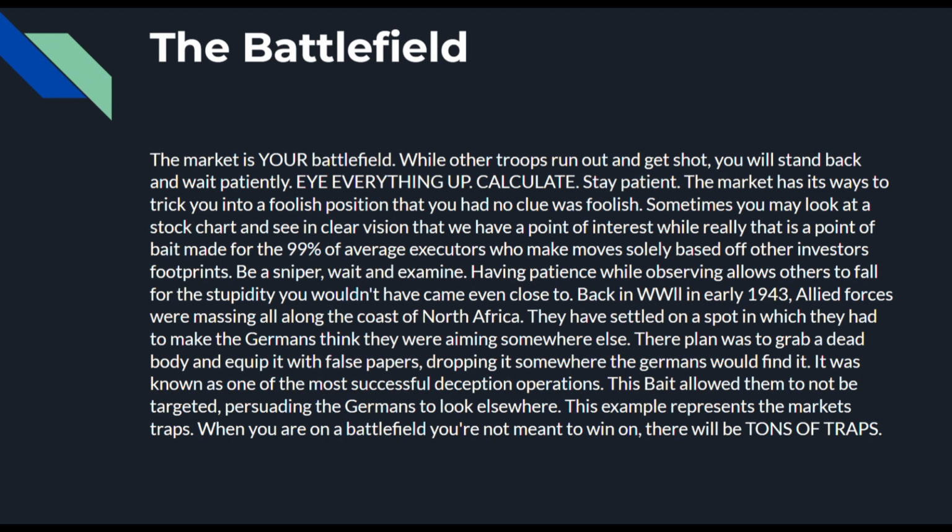Back in World War II and early 1943, Allied forces were massing all along the coast of North Africa. They had settled on a spot in which they had to make the Germans think they were aiming somewhere else. Their plan was to grab a dead body and equip it with false papers, dropping it somewhere the Germans would find it. It was known as one of the most successful deception operations. The bait allowed them to not be targeted, persuading the Germans to look elsewhere.